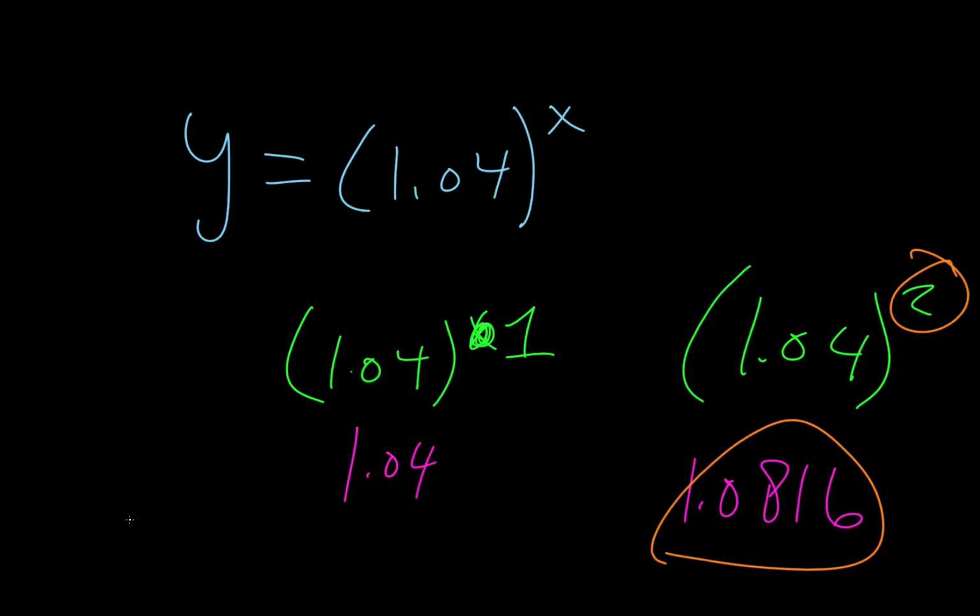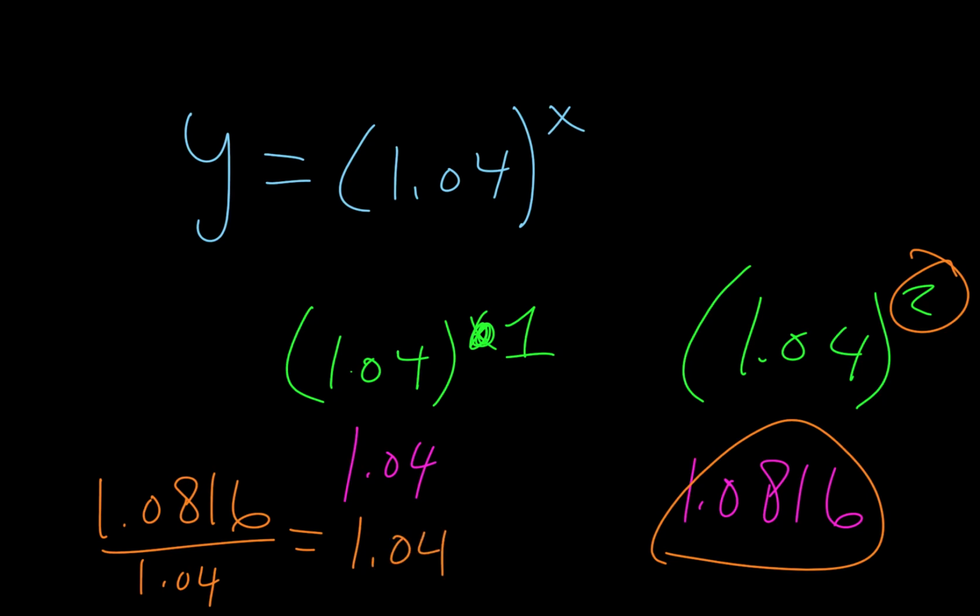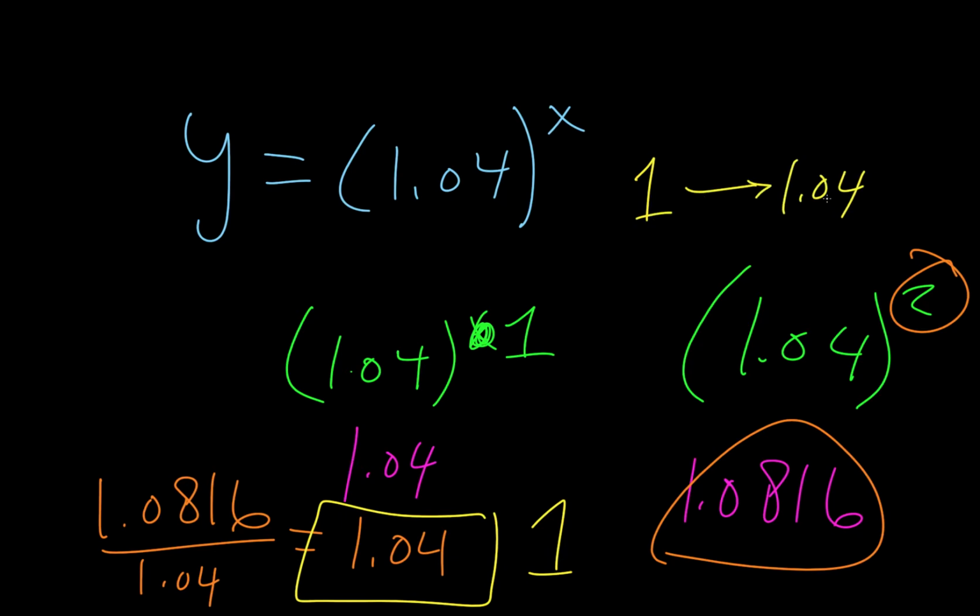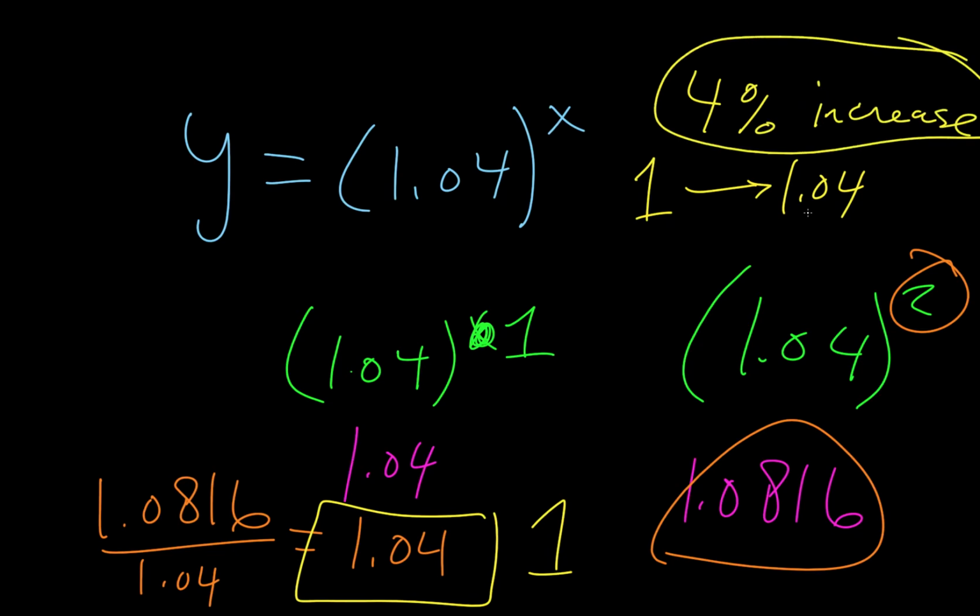Just to be clear, I did 1.0816 divided by 1.04, and that ended up being 1.04. Now we're going to take this answer and compare it to 100%, or compare it to 1. We want to know by how much it changed. Since we went from 1 to 1.04, that is a 4% increase, because 1.04 is 4% higher than 1.